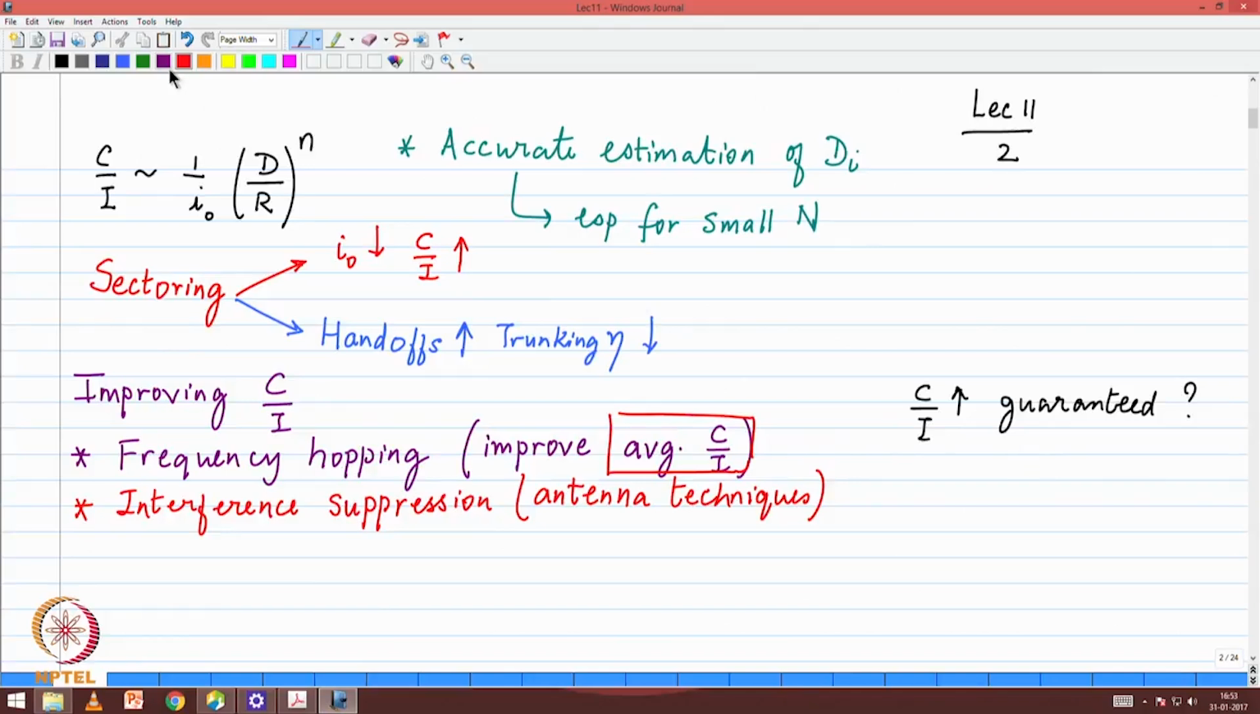And of course, we did mention it in the context of the introduction, that MIMO systems have multiple antennas at the base station and at the mobile, and those are techniques that we will exploit to do interference suppression. So again, that would help us improve the C over I calculations.